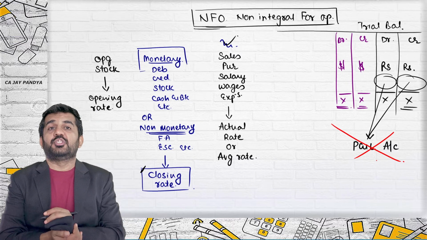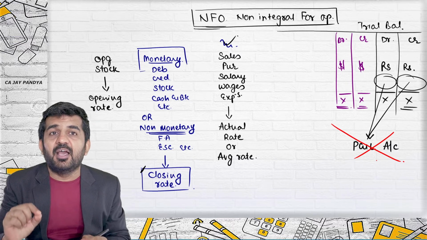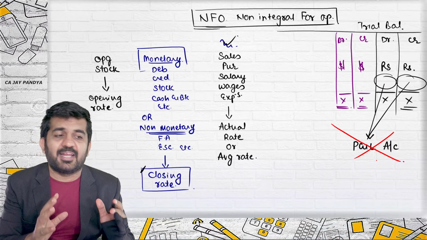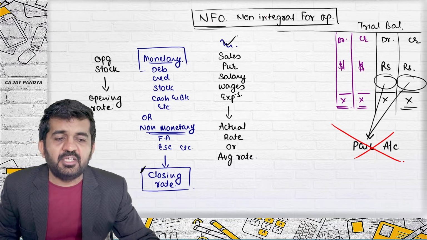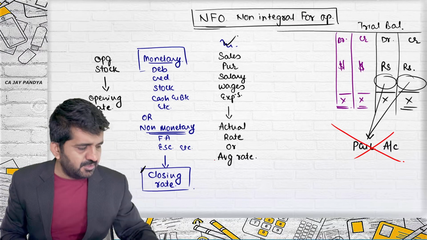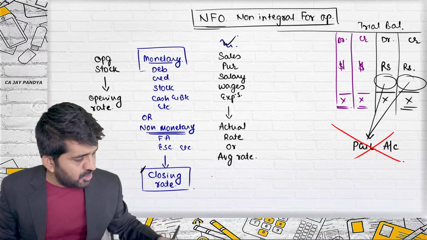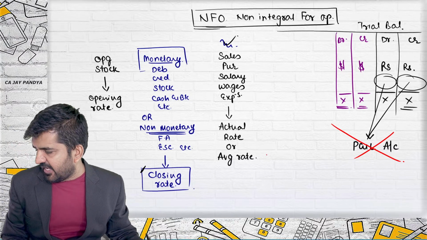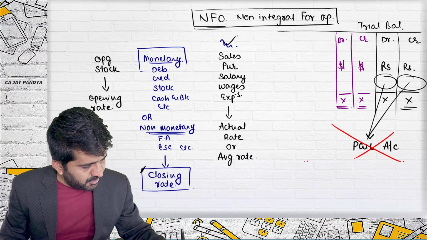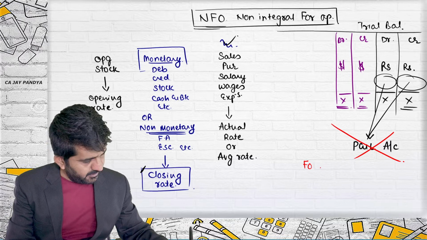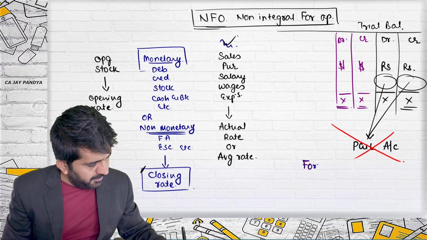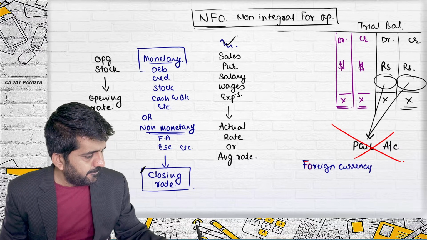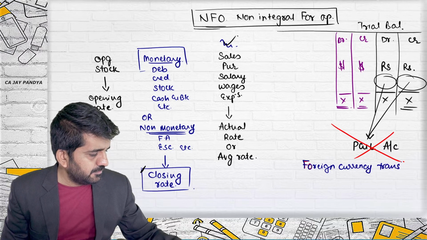The answer is no. If they are not an integral part of our organization, if we have categorized it as non-integral foreign operations, then the difference will be transferred to a reserve which is termed as a foreign currency translation reserve. Let me do it with pen. It will be foreign currency translation.